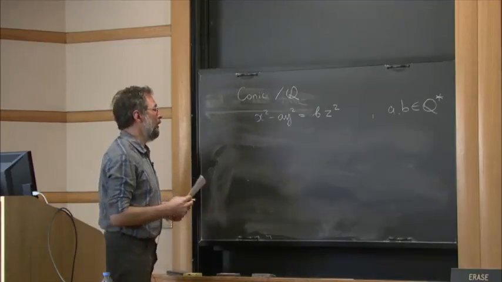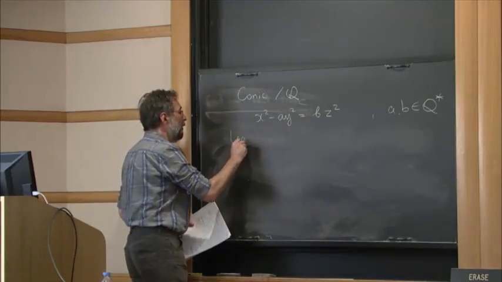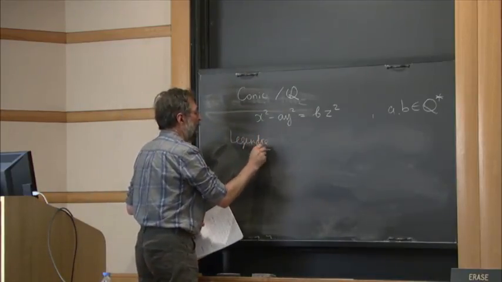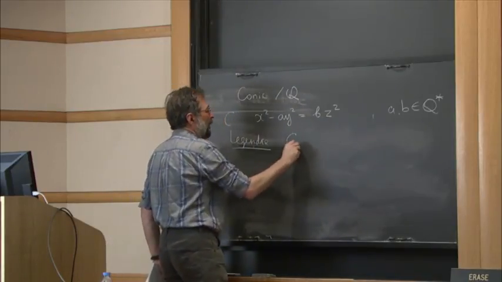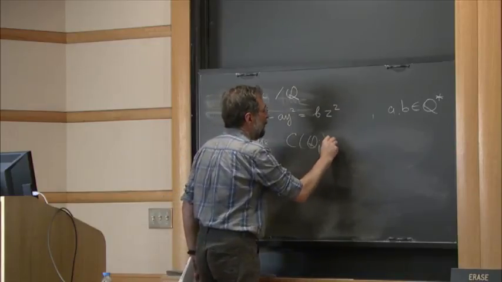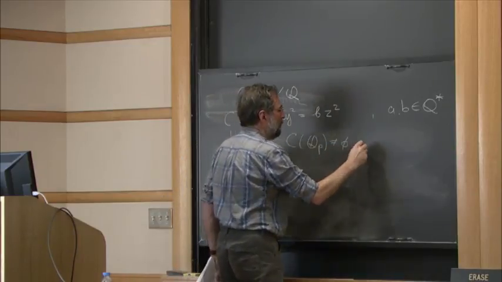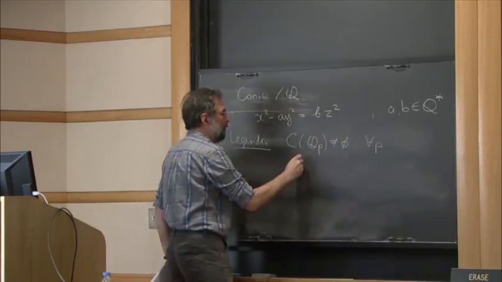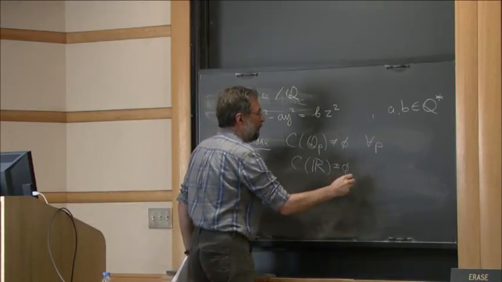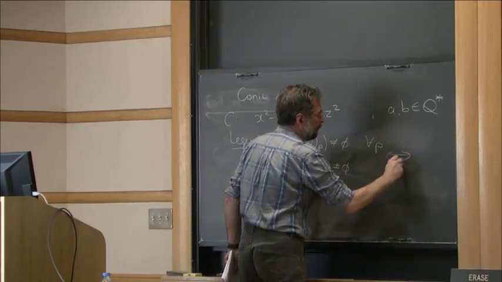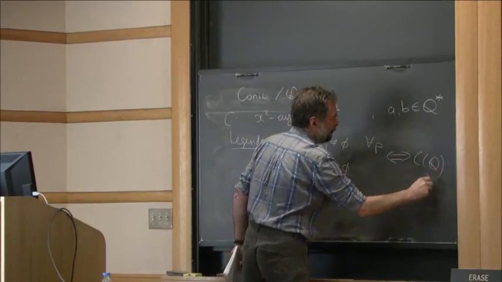influences the existence of rational points. So here's the theorem of Legendre. So C has points everywhere locally, and I will routinely include real numbers into this, if and only if there's a rational point.